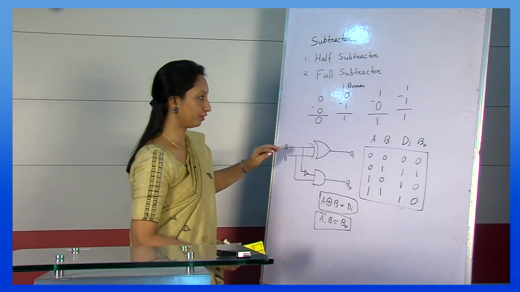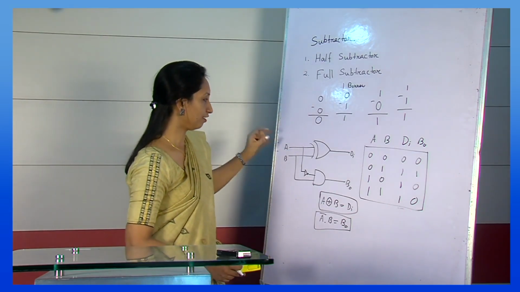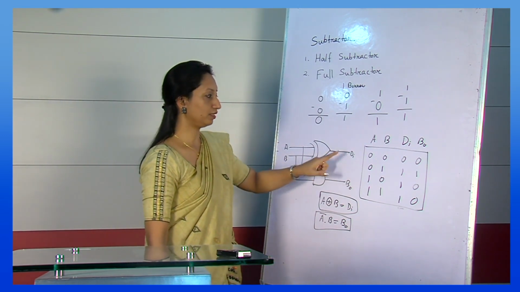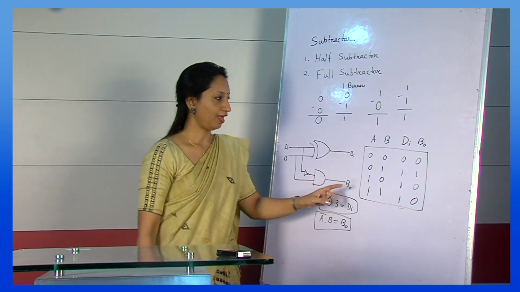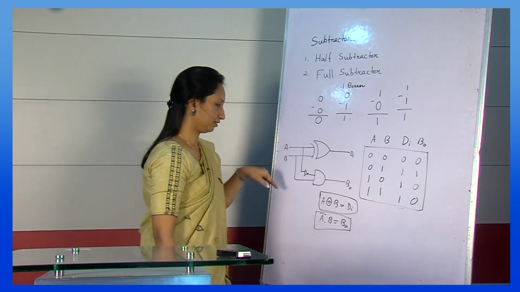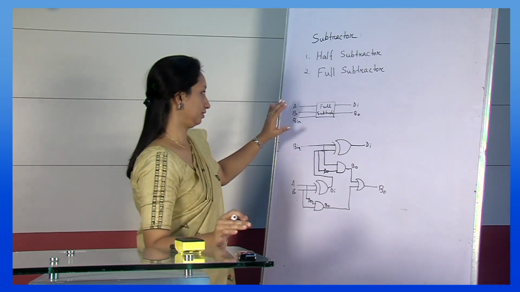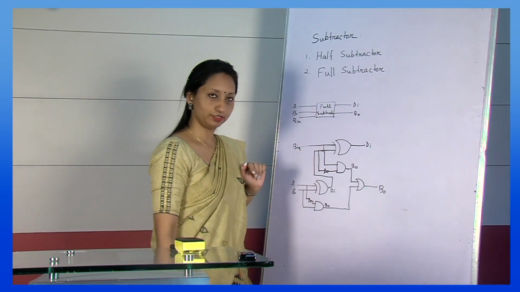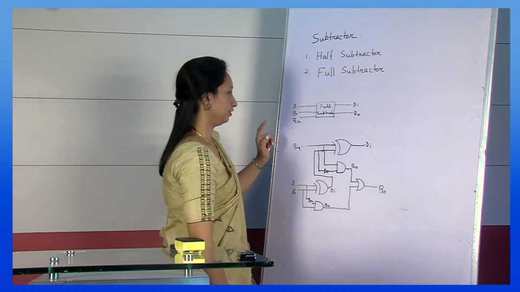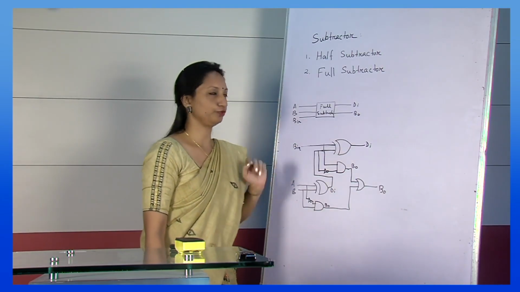Till now, what we have seen is first the half subtractor. In half subtractor there are two inputs, suppose A and B, and two outputs, one is difference and the other is the borrow. This is the truth table for the half subtractor, and this is the logic circuit diagram for the half subtractor. Now this is the block diagram of full subtractor, and this is the logic circuit diagram for full subtractor.